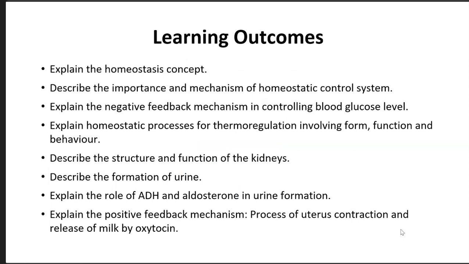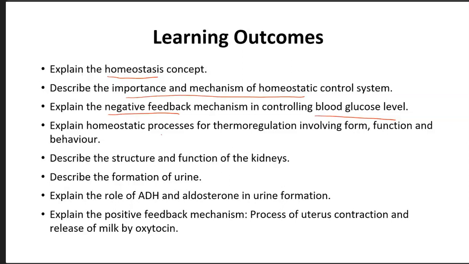So these are the learning outcomes. In this chapter, we are going to look at the homeostasis concept. Describe the importance and mechanism of homeostasis. And then explain the negative feedback mechanism in controlling blood glucose level. In this part, we are going to look at the function of the hormone insulin and also glucagon in maintaining the normal set point of blood glucose level, and then explain homeostatic processes for thermoregulation involving form, function, and behavior.